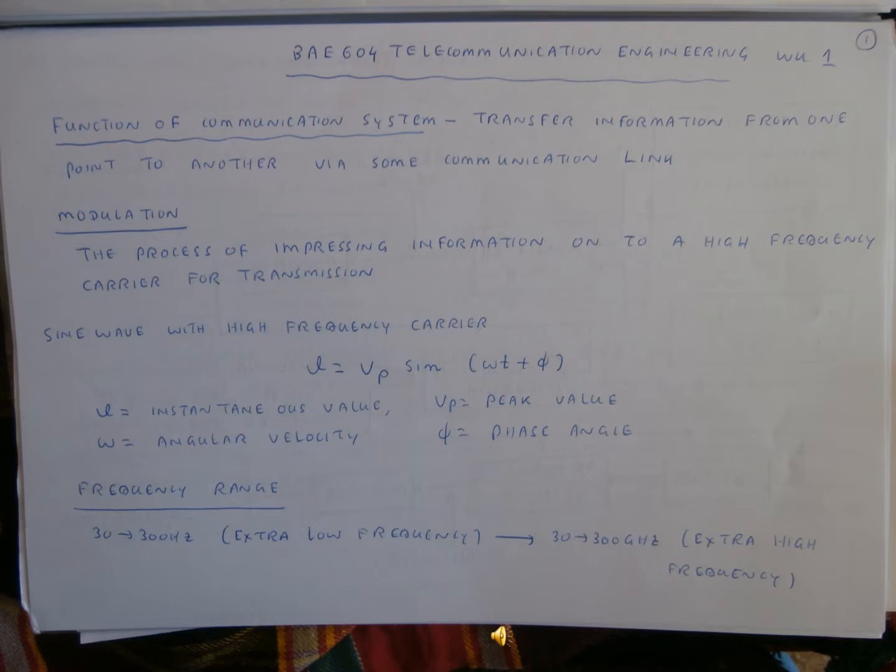The carrier waveform is combined with the information signal, and then the signal can be transferred over a long distance. The frequency range can be from 30 to 300 hertz, the extra low frequency, up to 30 to 300 gigahertz, the extra high frequency. So the function of a communication system is to transfer information from one point to another, so the signal needs to be modulated by combining it with the carrier signal.